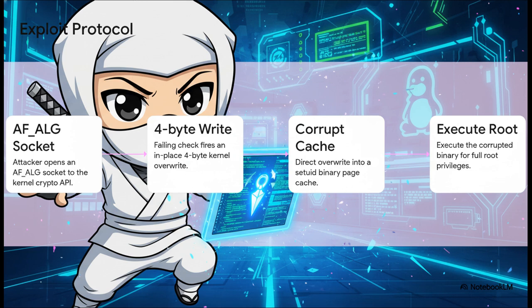Step 3. The attacker uses the splice command to funnel that 4-byte overwrite directly into the page cache. This corrupts the in-memory version of a setuid binary, like /usr/bin/su, or maybe alters a UID right inside /etc/passwd. Finally, they execute that corrupted binary, and bam, instant root privileges.